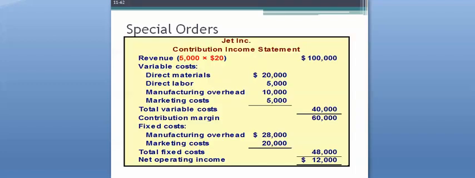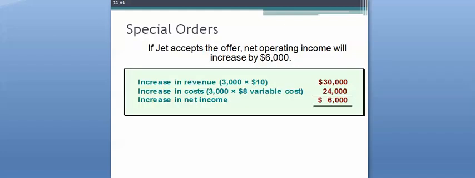Here's a contribution margin income statement for Jet Inc. Notice we've got $100,000 in sales revenue on sales of 5,000 units, so our selling price is $20 per unit. Our variable costs are $8 per unit. That's our total variable cost of $40,000 divided by 5,000 units. So very quickly, it's clear that if we have a variable cost of $10 per unit and we have an opportunity, a special order for selling these units at $10 apiece, we should probably accept the order as it has a positive contribution margin.